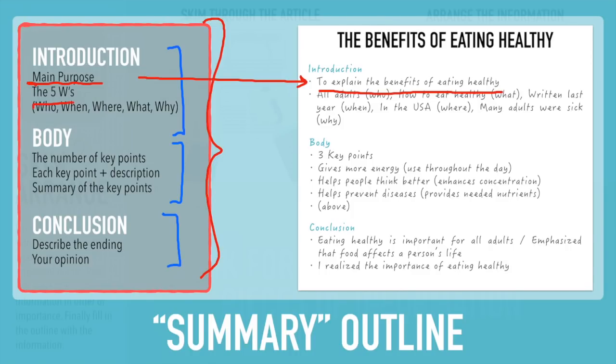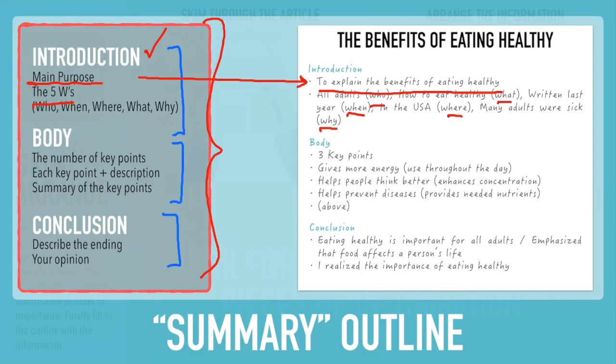So I have for who, I wrote all adults. For what, I wrote how to eat healthy. For when, written last year. For where, in the USA. And for why, many adults were sick. So the introduction is done. Now moving on to the body.